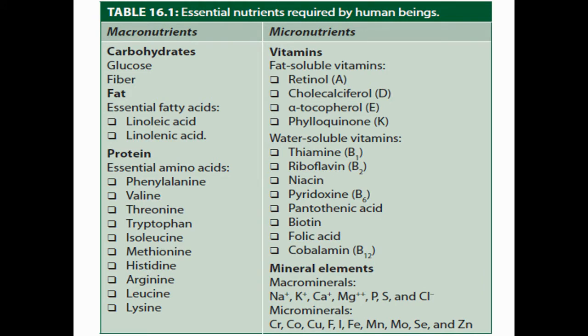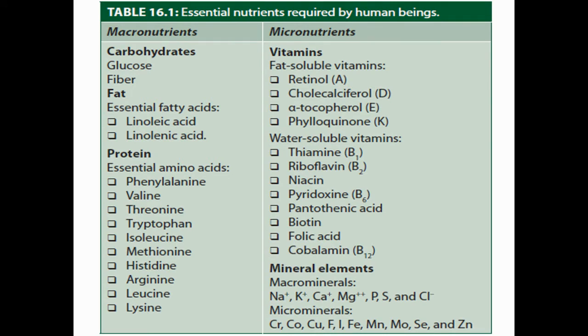And finally, the micronutrients comprise minerals. So I had said vitamins and minerals come under micronutrients. And finally, we look into the minerals. So what are minerals? These minerals are nothing but micronutrients.